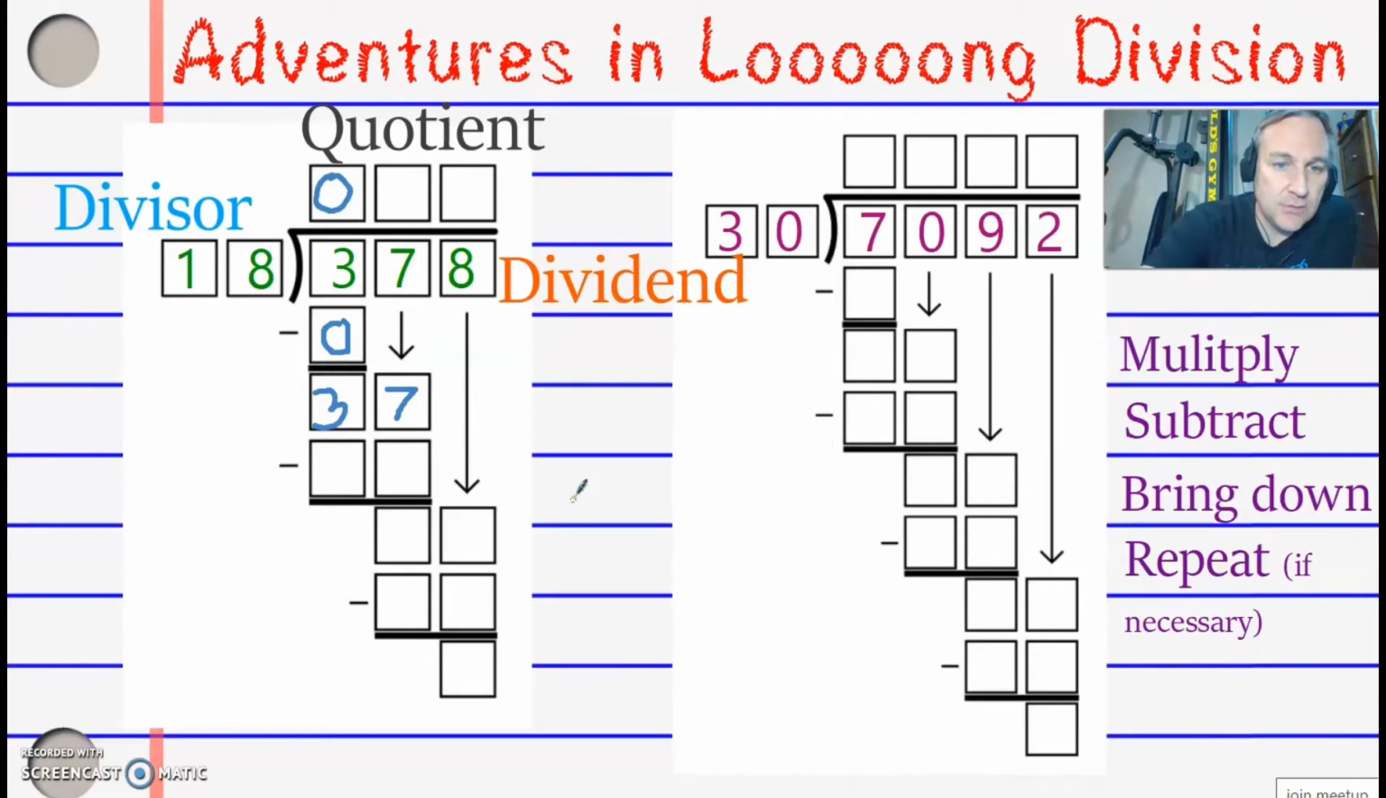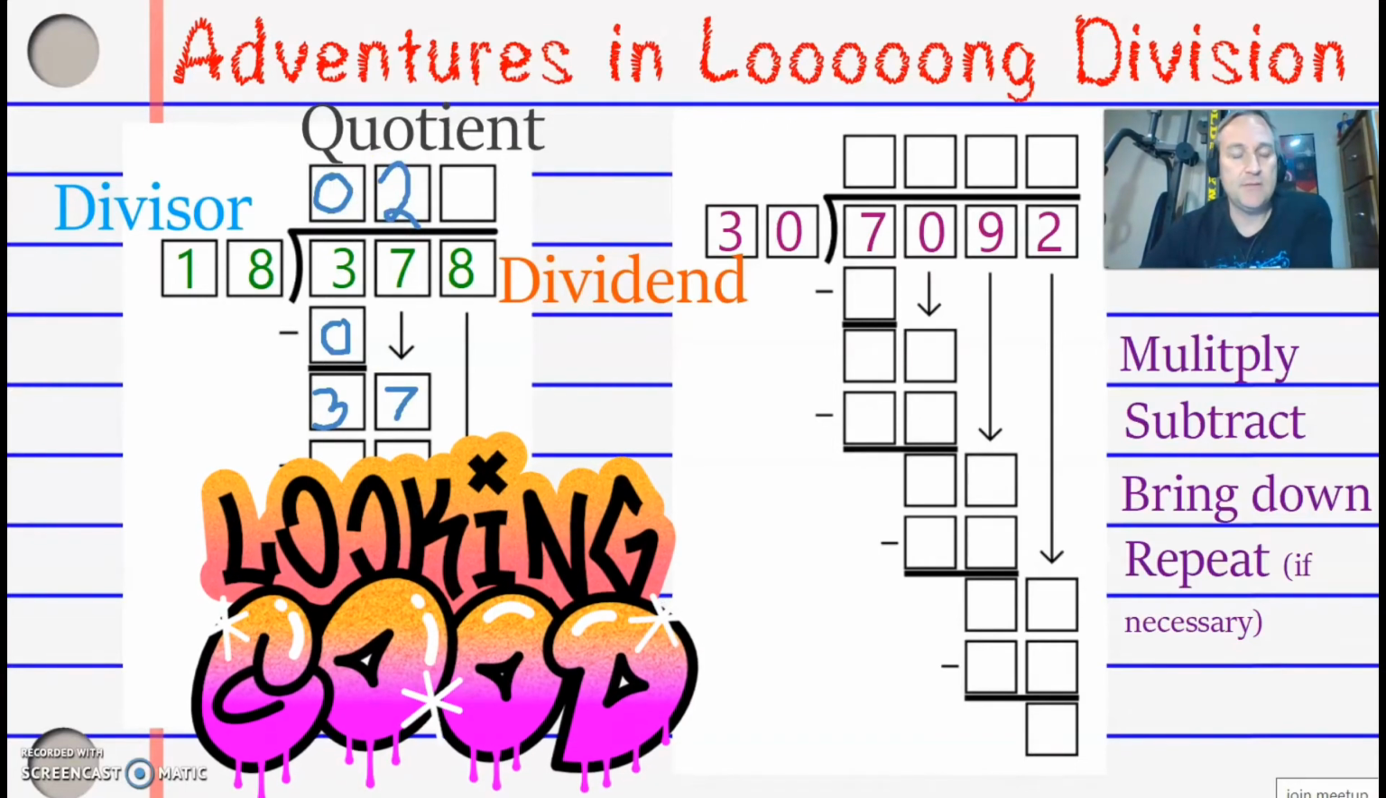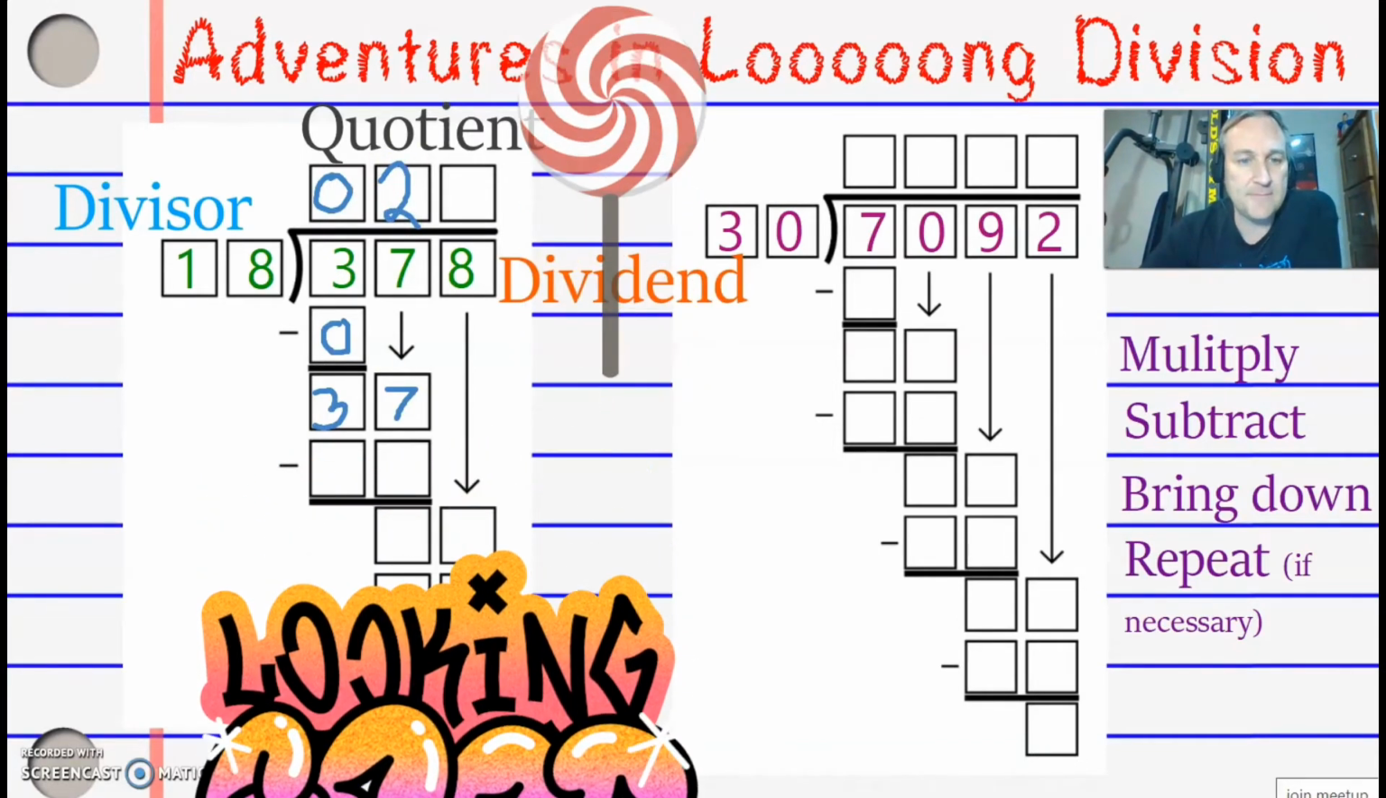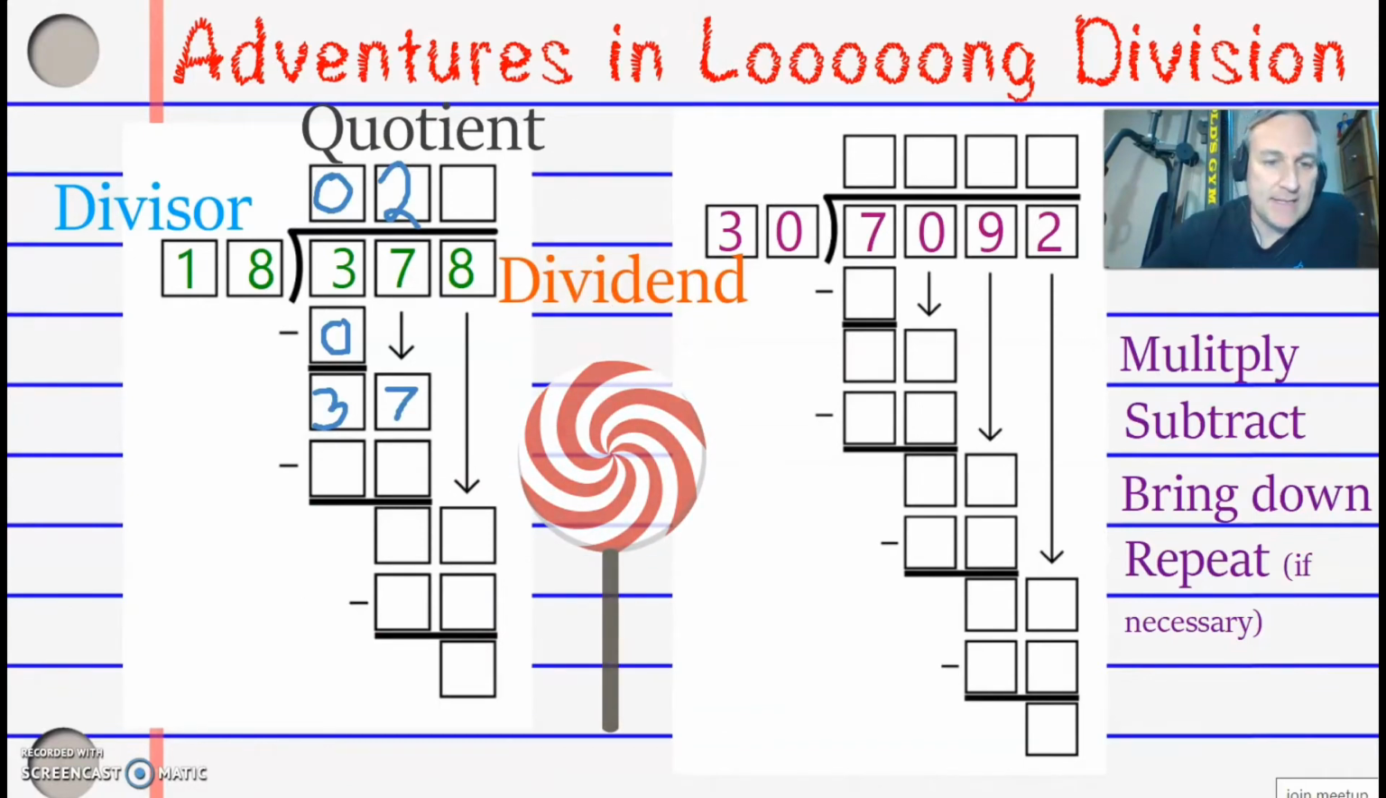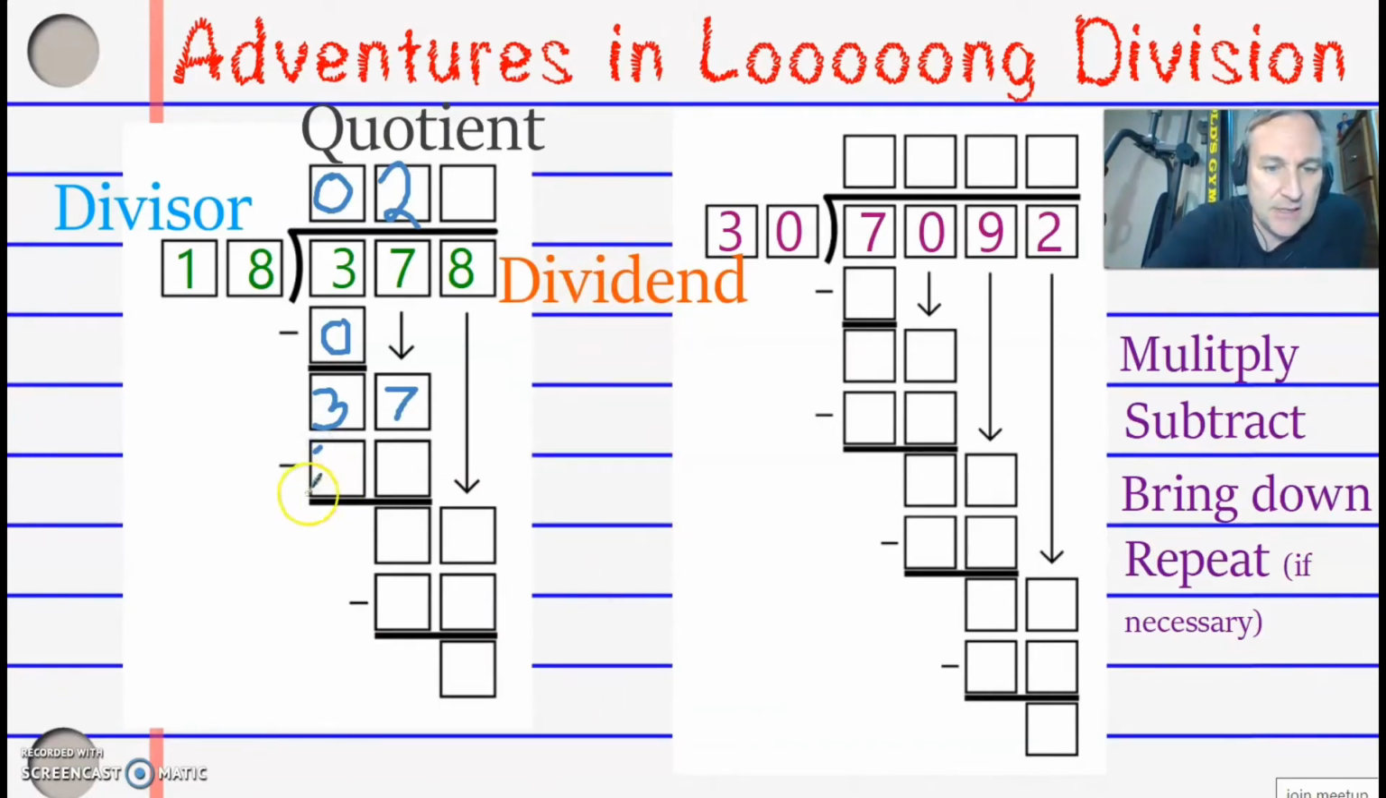yes, 2. If you said 2, give yourself some extra Halloween candy as a treat. 2 18s fit into 37, and 2 times 18 is 36. And I end up with 1 left, and I have to drop my 8, and ooh. Pen isn't working. I guess my digital pen ran out of digital ink. There it is. I have 18 left, and of course 18 fits into 18 one time. So I have 0 left.